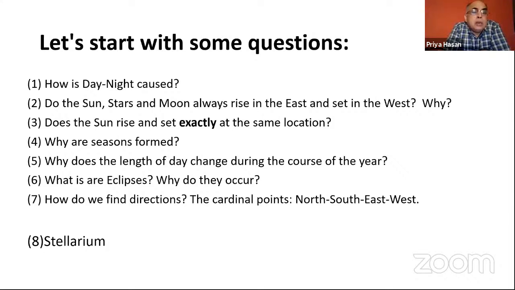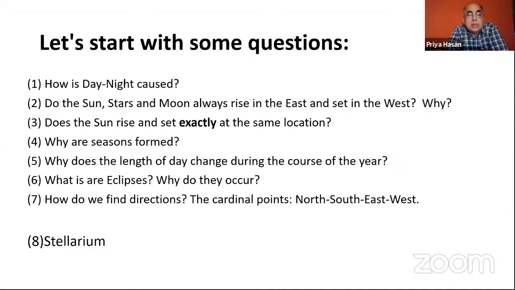Do sun, stars, and moon always rise in the east and set in the west? Why does it happen? Does the sun rise and set exactly at the same location? Exact point. Does it rise? If it's rising in the east every day, then the first two questions we can answer right away. Okay, we'll come to the answers later.